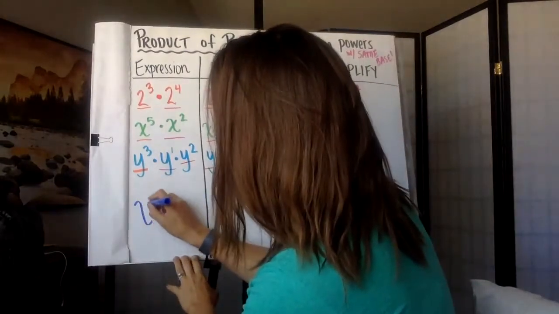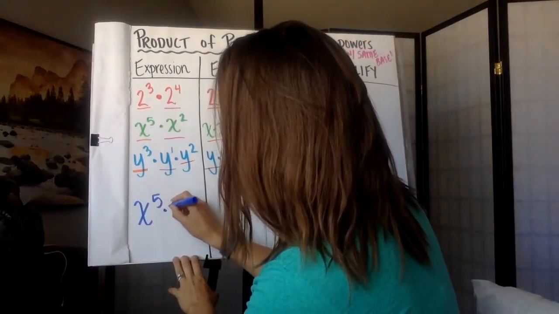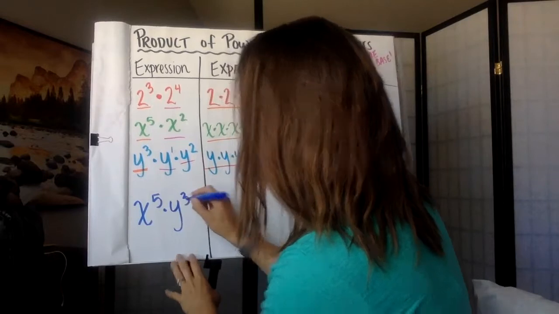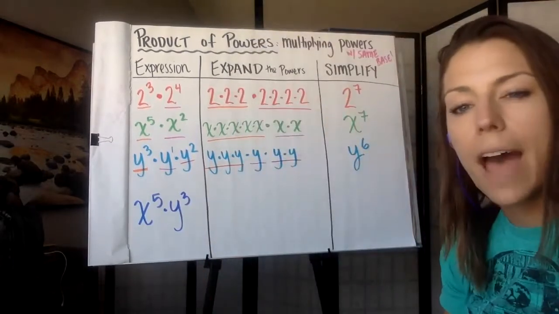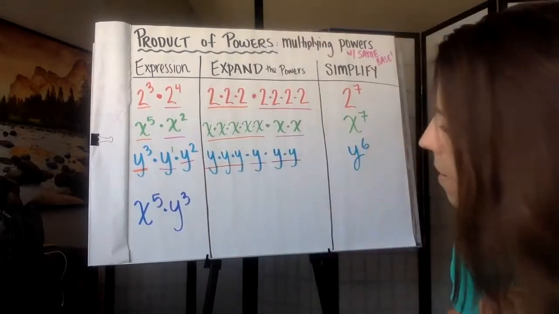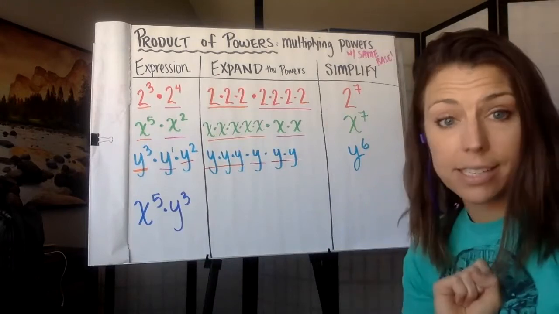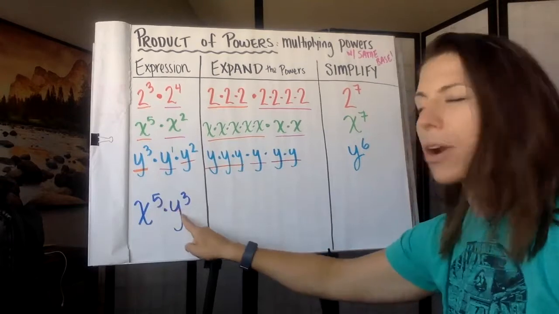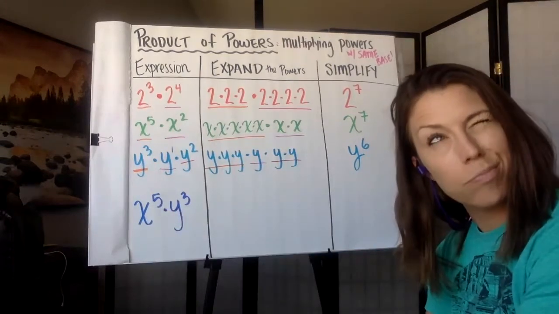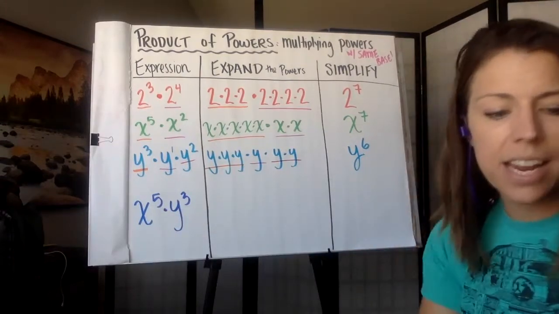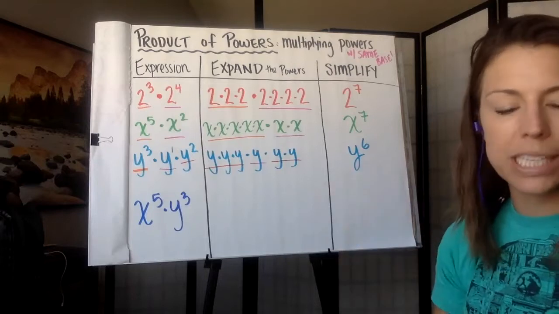What if it was x to the 5th times y to the 3rd? Go ahead and try that one. Pause the video now. All right, let's talk about this. So it is a product, and it does have powers, but are x and y the same base? Not the last time I checked, right? Let's see what happens when we try to expand it.